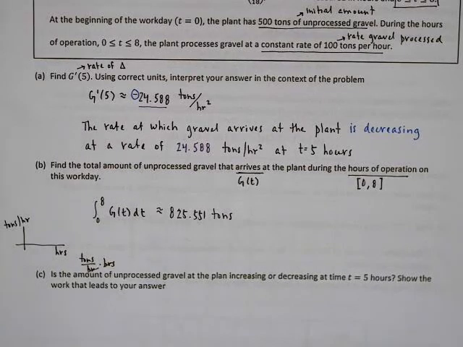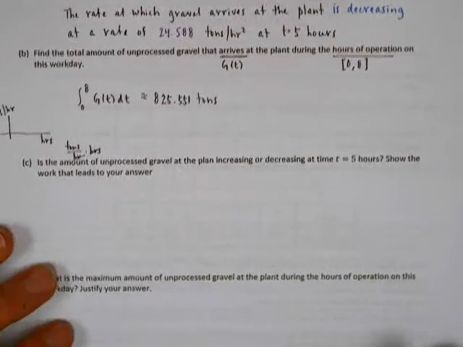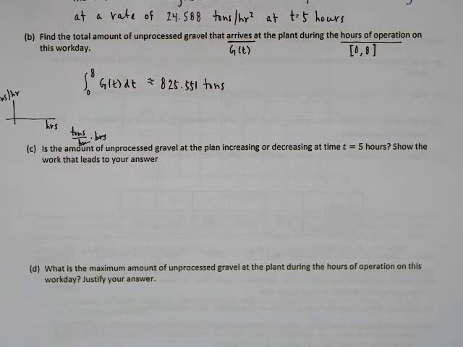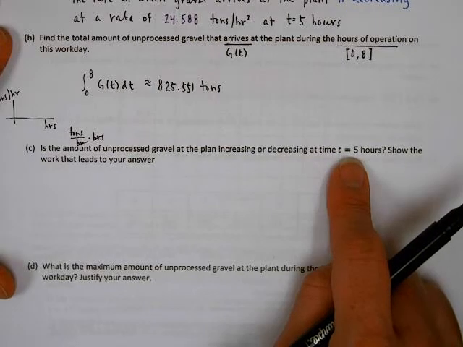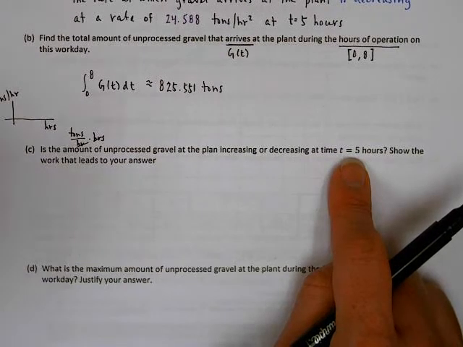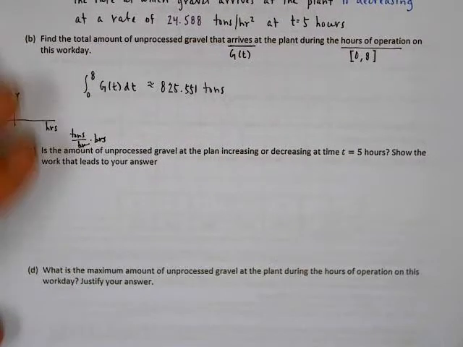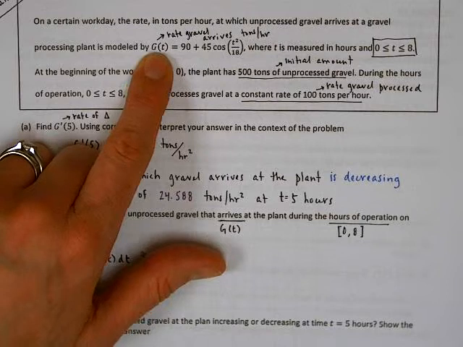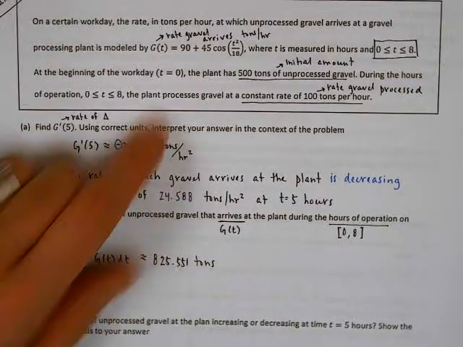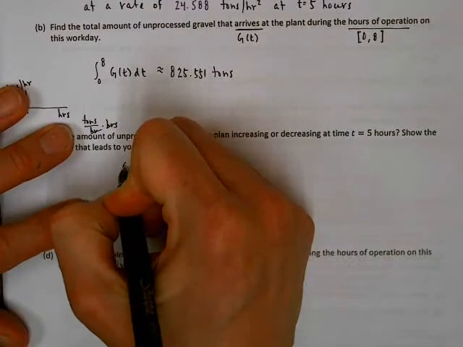All right, so now it's going to ask us in part C, is the amount of unprocessed gravel at the plant increasing or decreasing at time t equals 5 hours? So what I want to do is compare the rate at which stuff is coming in and the rate that it's going out. So if I want to know the rate that gravel is arriving at time t equals 5, I'm going to find g of 5.